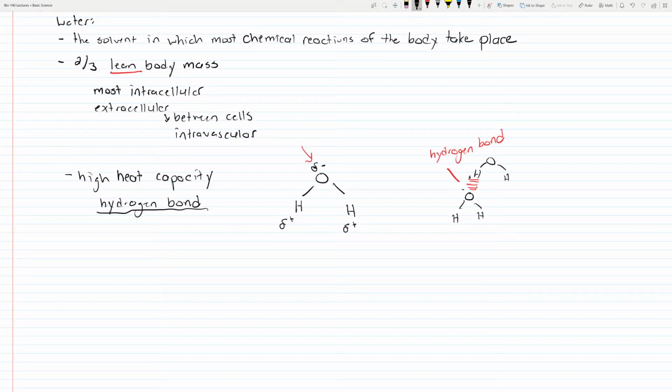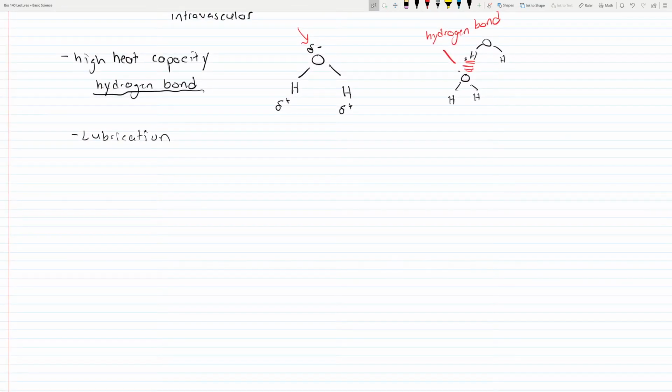One of the last things that water does for us in our body is lubrication. All of these other properties, we're going to talk about as we go through the course. We'll talk about where water is a lubricant and things like that. But we're going to deal with pretty much the solvent aspects of water for the rest of what we're going to talk about today.